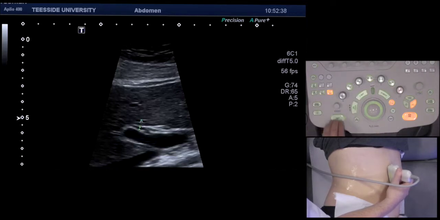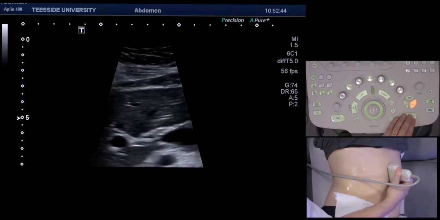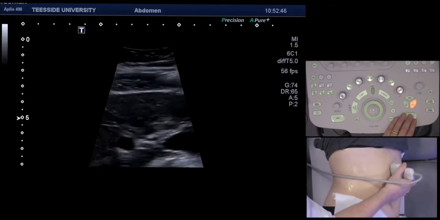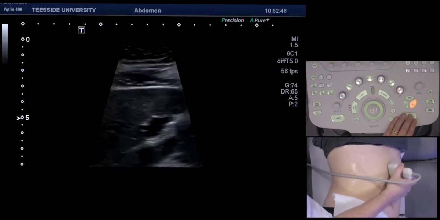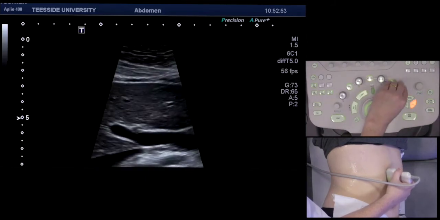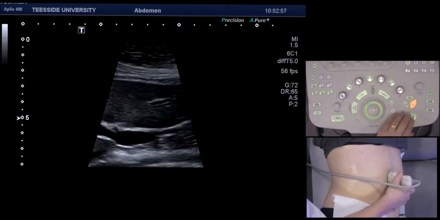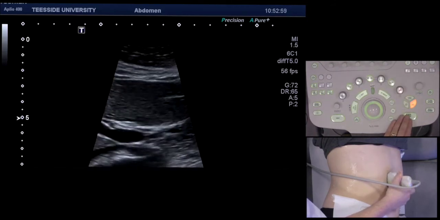Okay, so that's actually well within normal limits. As we said, 6 millimeters or 1 millimeter per decade of life. What you also have to do, if it's possible, is follow the CBD right the way to the head of the pancreas, as we are doing now.